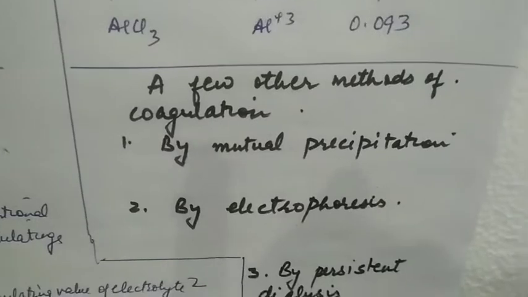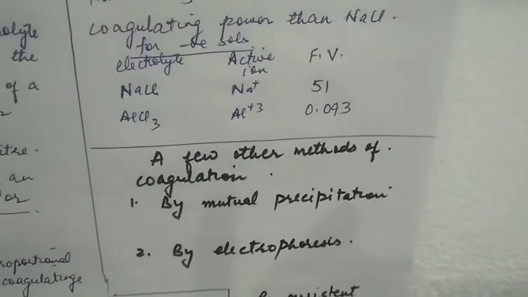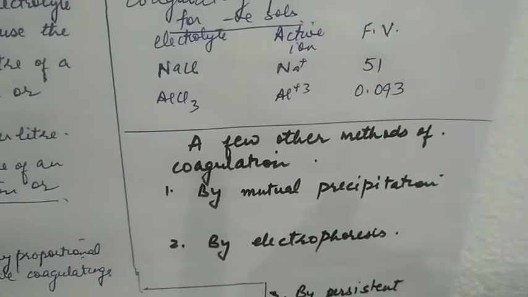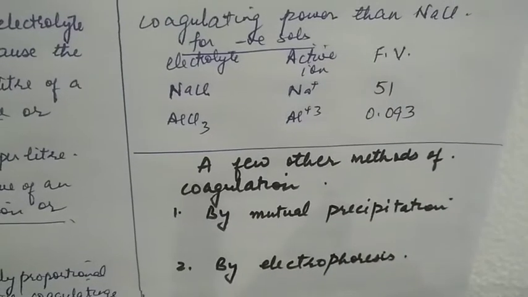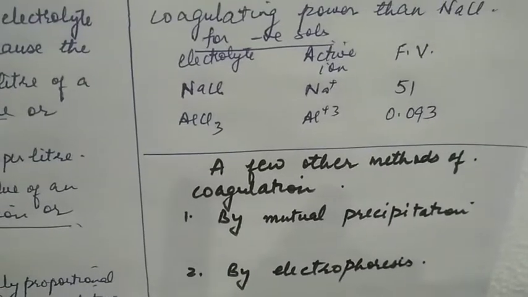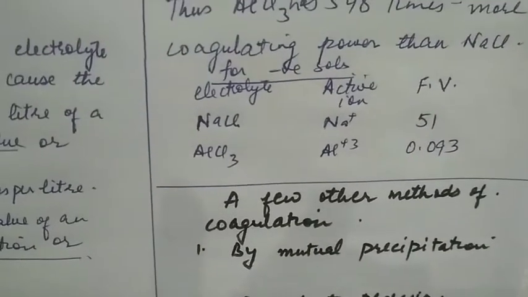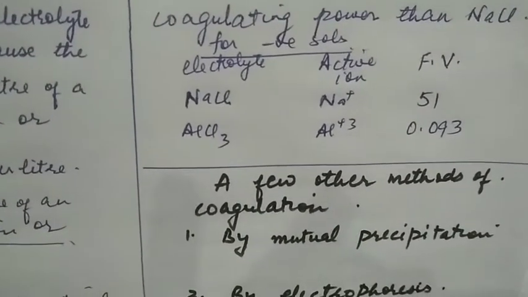Next are a few other methods of coagulation. First is by mutual precipitation. When two oppositely charged sols are mixed in equimolar proportions, they mutually neutralize their charge and both get coagulated. For example, if positively charged ferric hydroxide is neutralized with the negatively charged arsenic sulfide, both get coagulated.